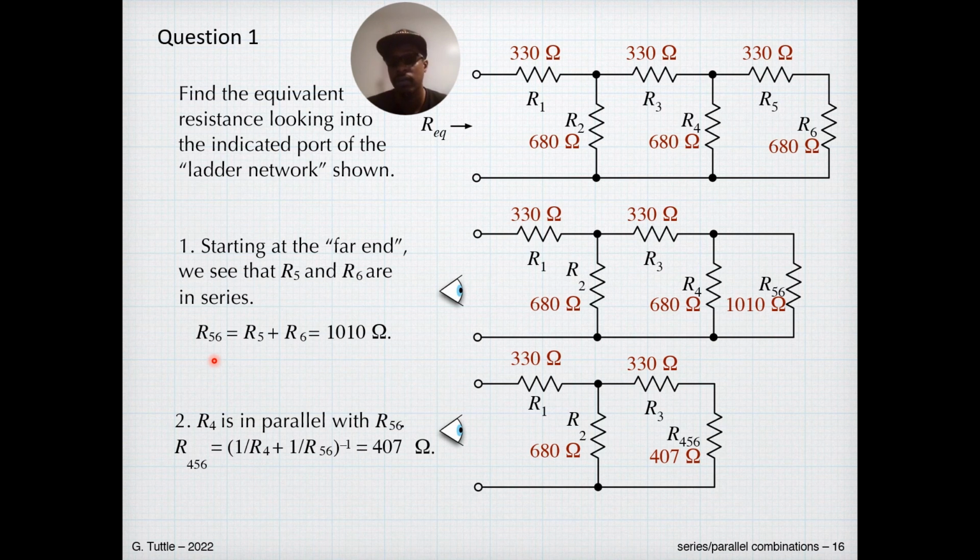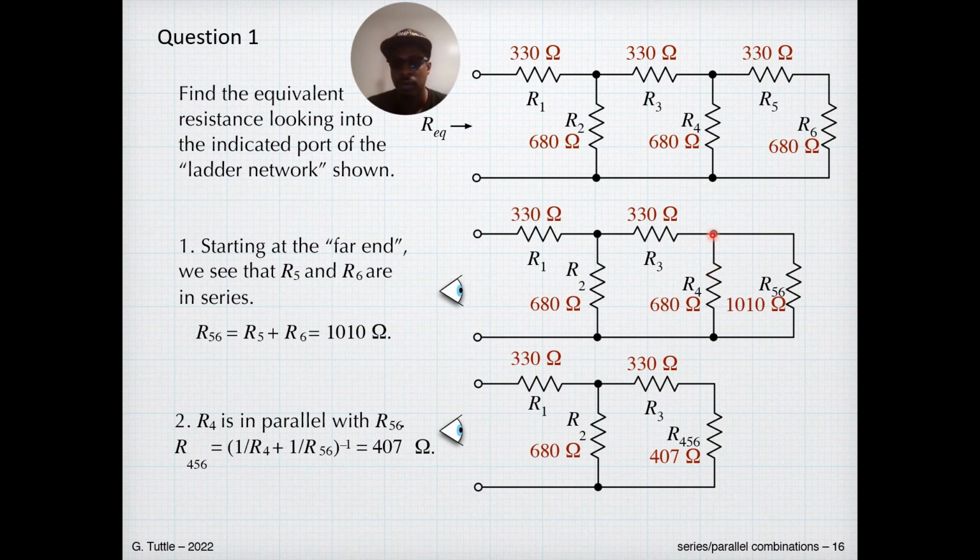First we evaluate the network, and we see that these two are in series. We try to simplify as much as possible so that we can work with the other components within the circuit. So first you look at these two, and then you simplify using the formula R5 plus R6, and that's equal to 1010 ohms. Now R5 and R6 become 1010, which is in parallel with R4.